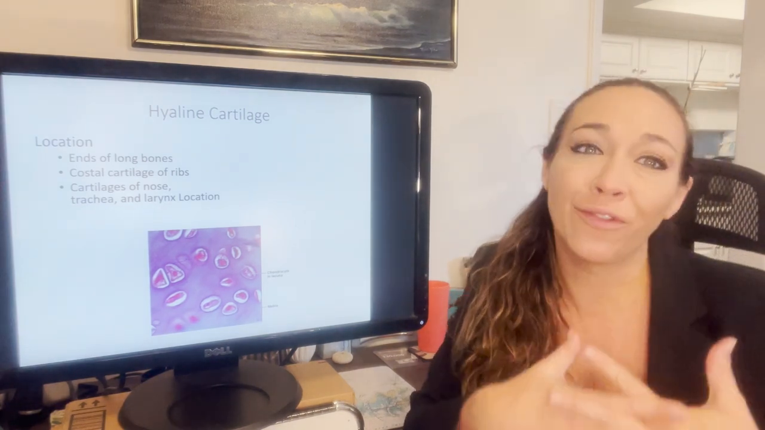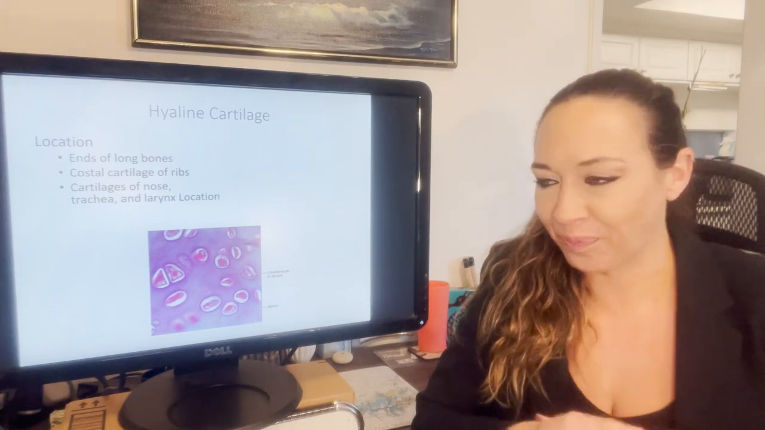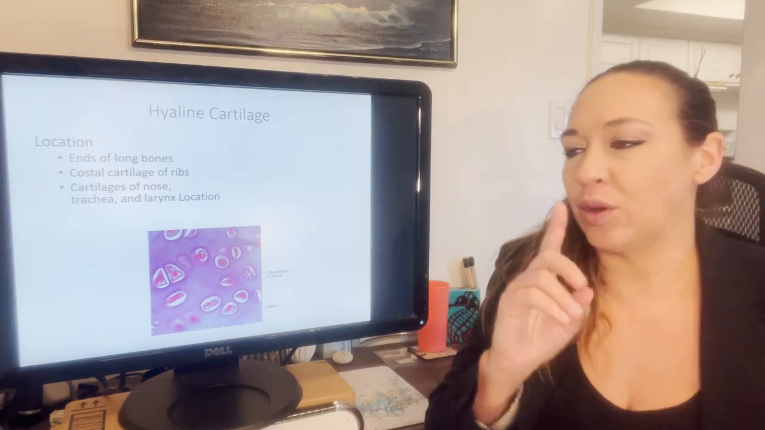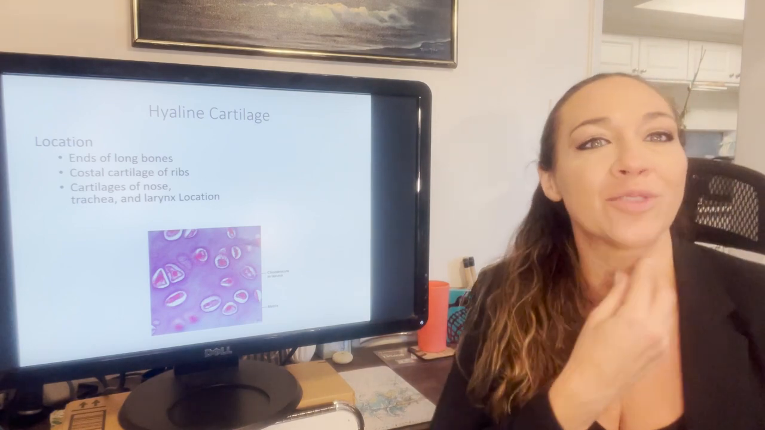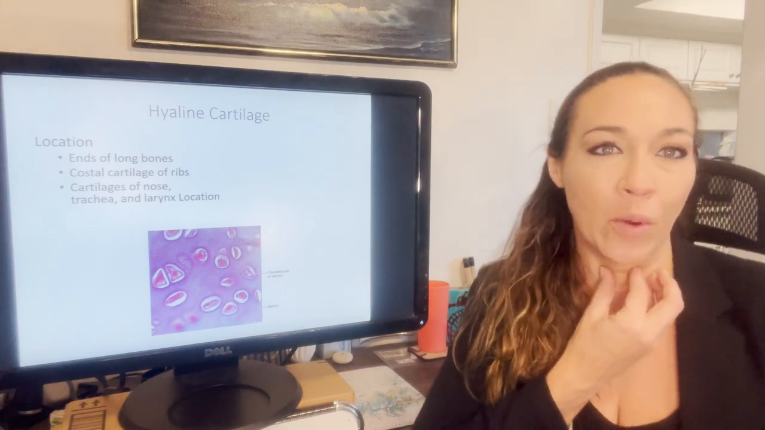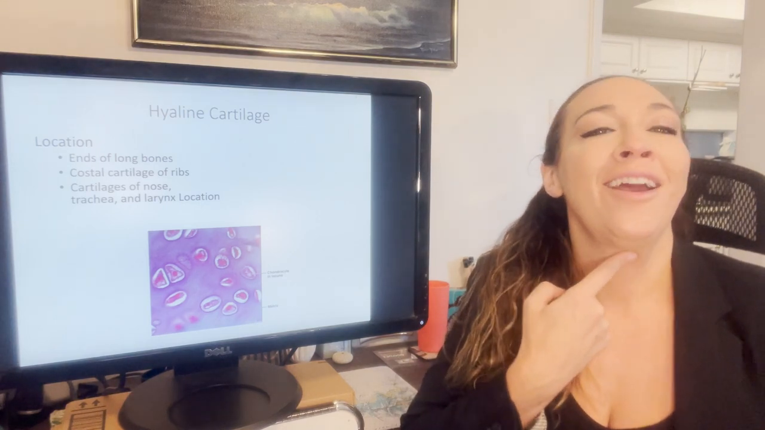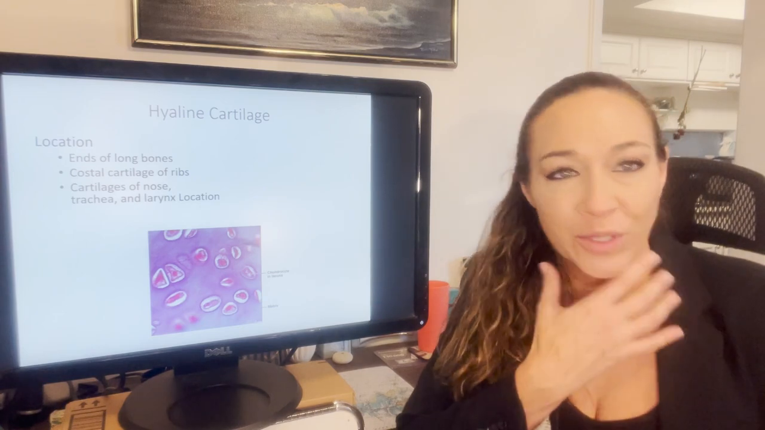So you can think of your femur, the largest bone in your body. That's going to be a long bone. You can also find hyaline cartilage in the costal cartilage of the ribs. You can also find it in the cartilage of your nose, your trachea, your larynx, right? Everything that's going down here, this is your windpipe. You want to keep this open. And you can actually put your finger right here, that ball in your throat, that Adam's apple, that's your larynx, that's your voice box, right? So we don't want that collapsing.